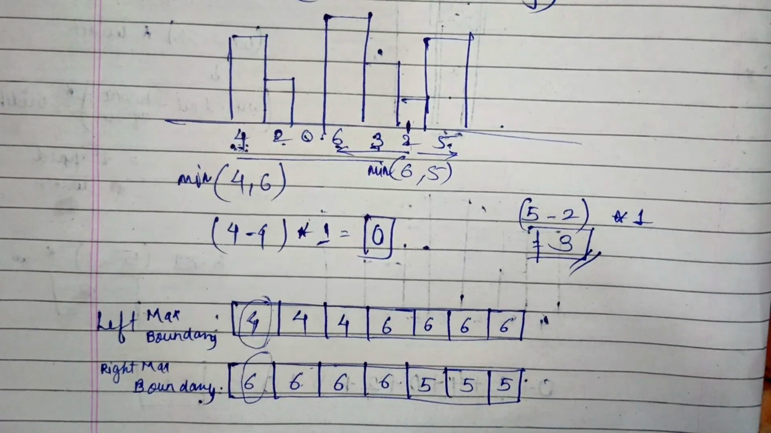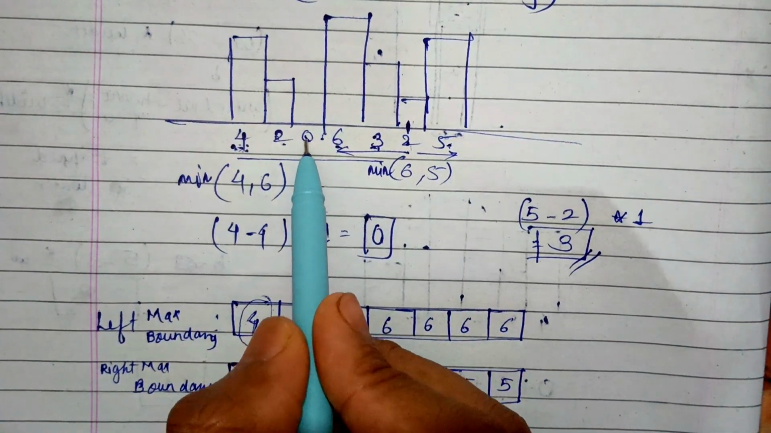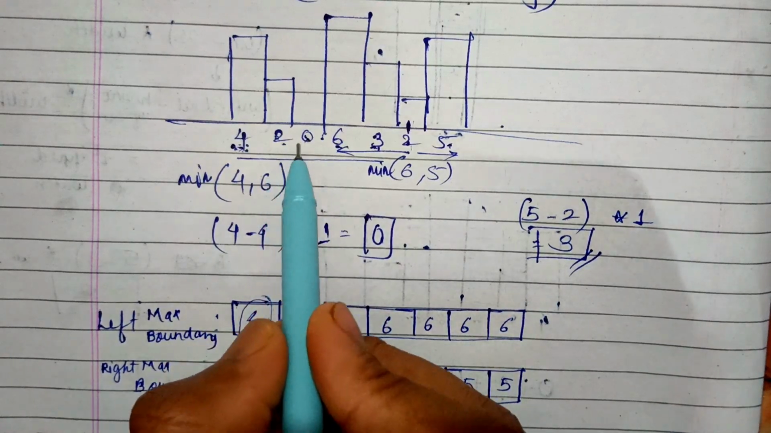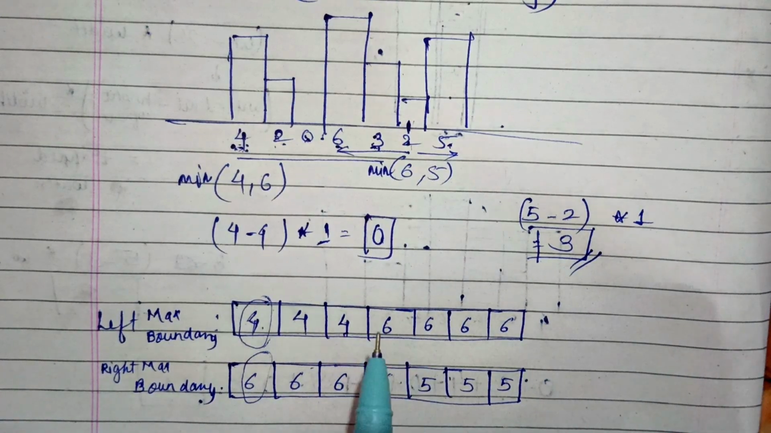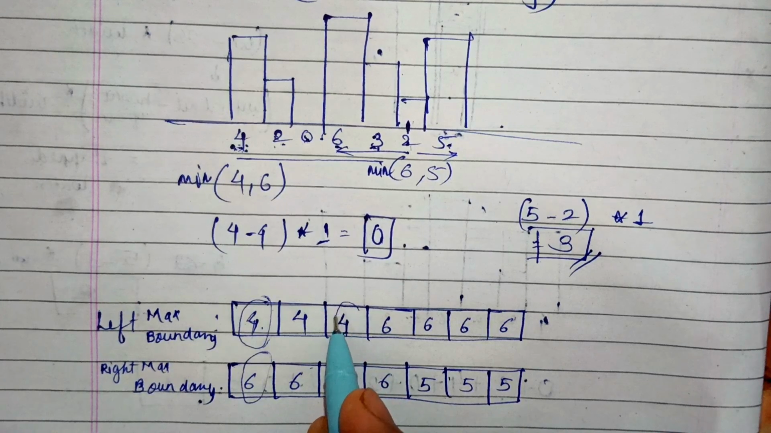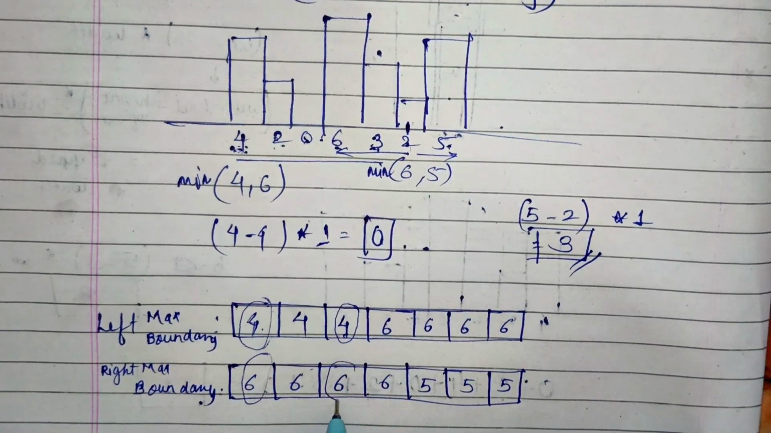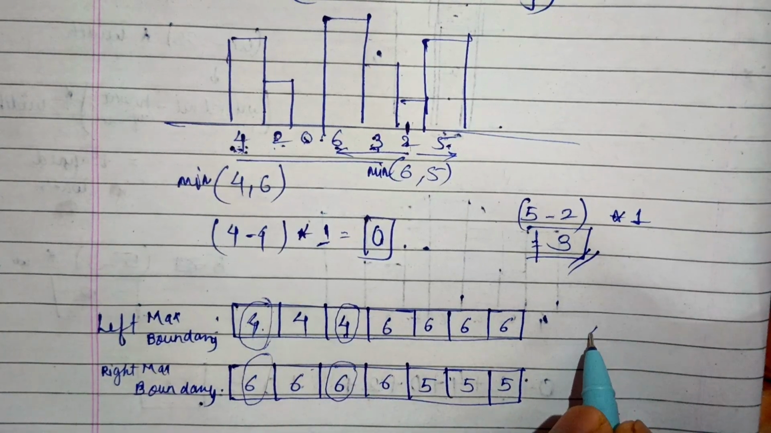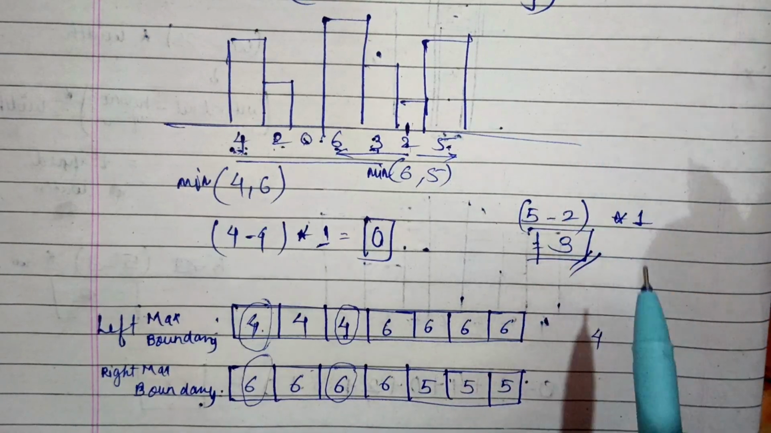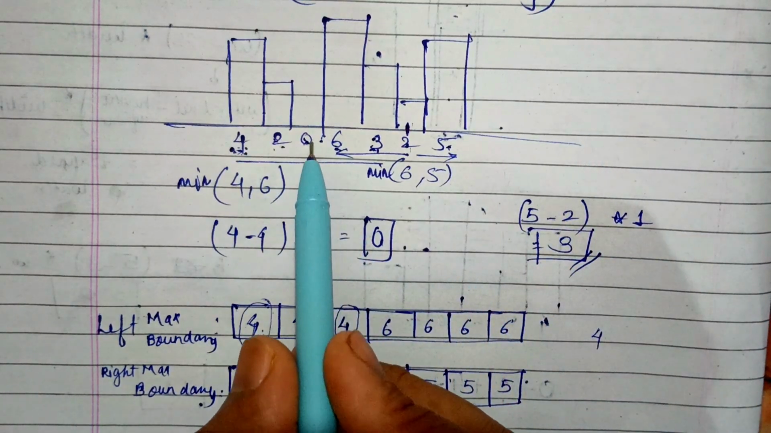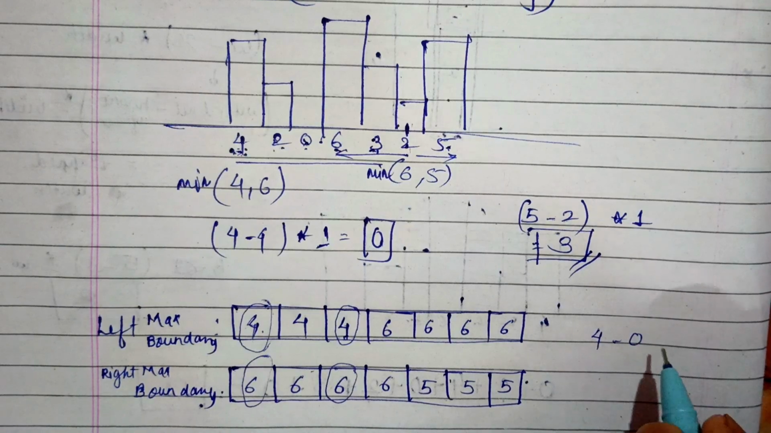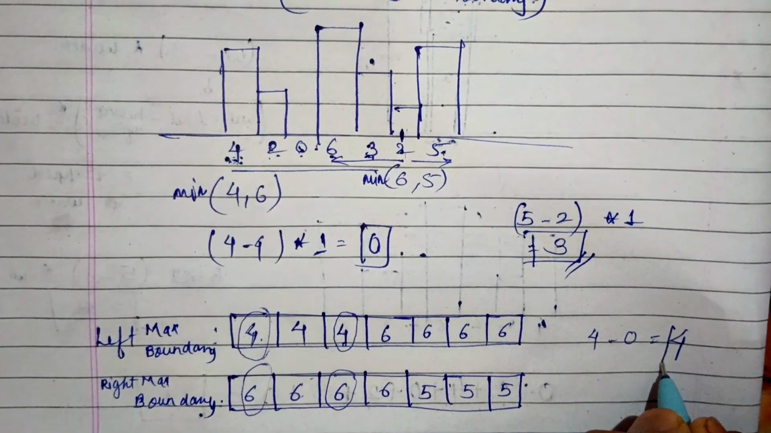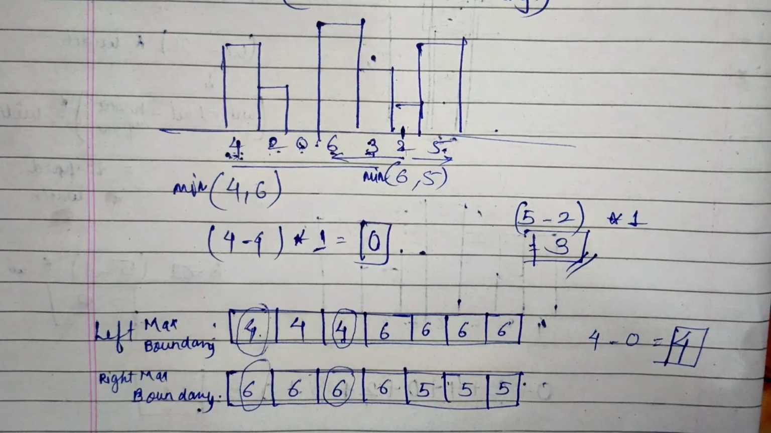So let's take another example. For this bar, which is at index 0 1 2, its left boundary is 4 and the right max boundary is 6. So which is the minimum? The minimum is 4, we have to take, and we have to minus its bar's height. The bar's height is 0. So how much water will it trap? It will trap 4. Like this we have to find trapped water.